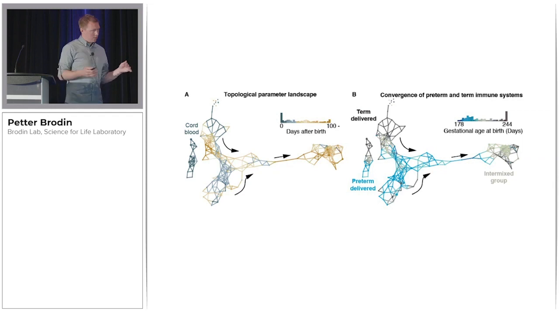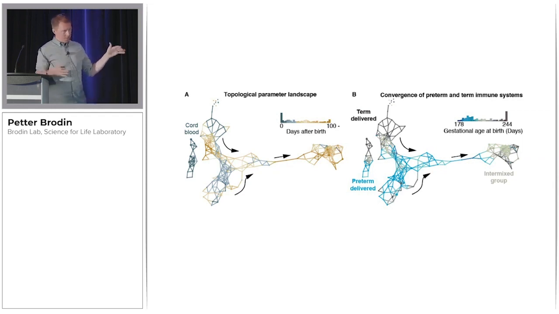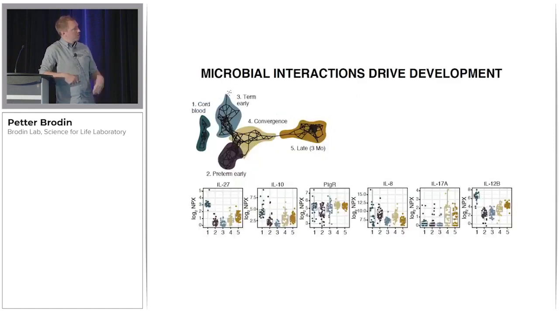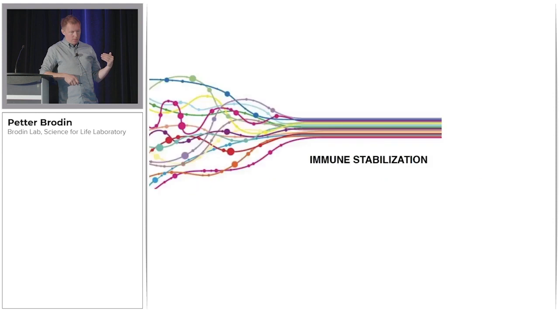We basically saw that preterms and terms are very different from the beginning, but they evolve with respect to their immune system through pretty drastic changes during the first weeks of life. And they converge, surprisingly, so that they behave exactly the same. It's basically a response to being born. And it seems to be driven by microbes because of all the changes that are happening. And so what then? What next?